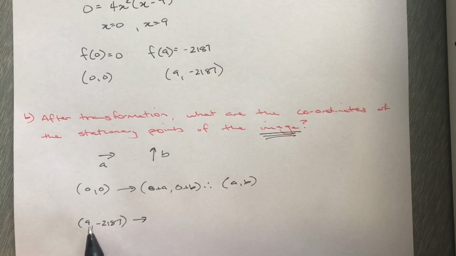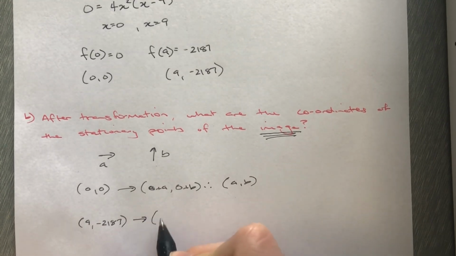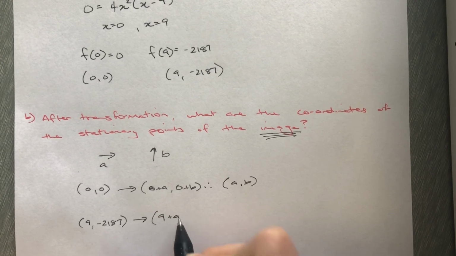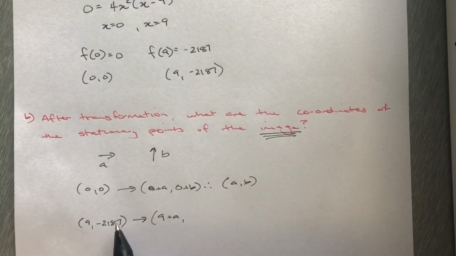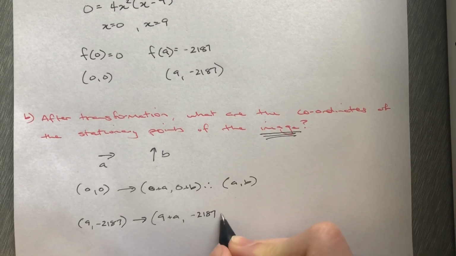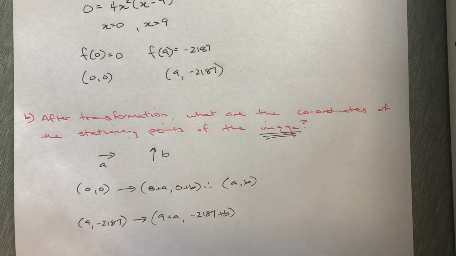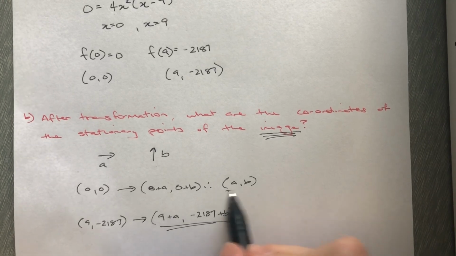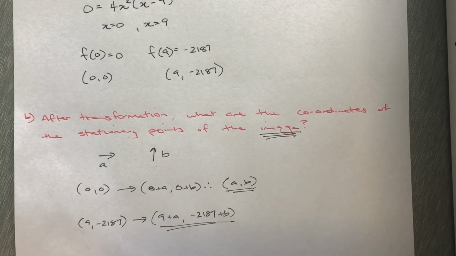So that x coordinate, it's going to be moving across a, so a more, 9 plus a. And this y coordinate is going to be going up b. We don't know how far b is, but that's okay. It's just going to look like that. So we're done. Those there are the new coordinates of the turning points, depending on what a and b are, because we were never told.